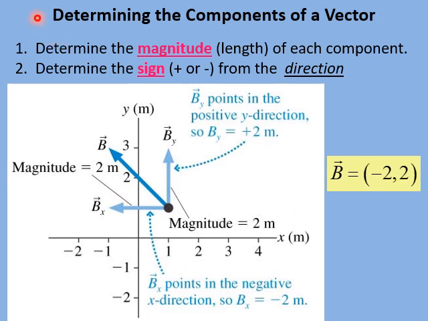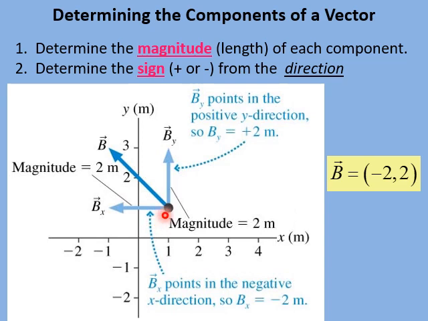Let's look at another example of determining the components of a vector just to make sure this is very clear. The first thing we can do is determine the magnitude or length of each component, and then determine the sign, if it's plus or minus, from the direction of the component vector. This one's a little different. This is vector B, and it starts here again at 1, 1 on our graph, and it points up and to the left up to this point right here.